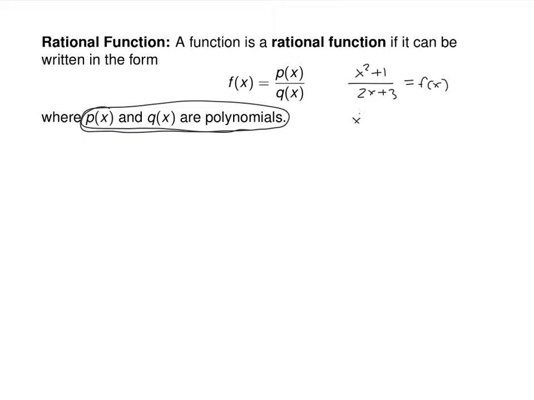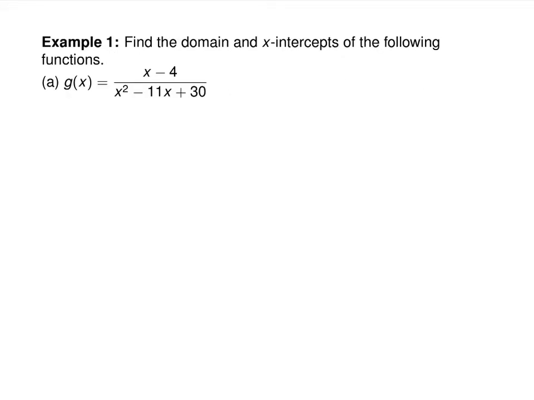Would x squared plus 1 over root x plus 3 be a rational function? No, because technically root x plus 3 is not a polynomial. Does that make sense? Okay. So the first thing we're going to do with rational functions is find their domains and find their x-intercepts.